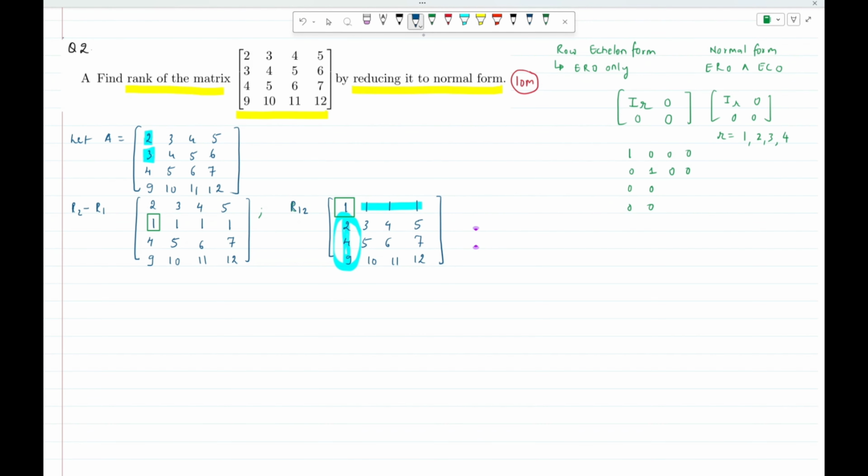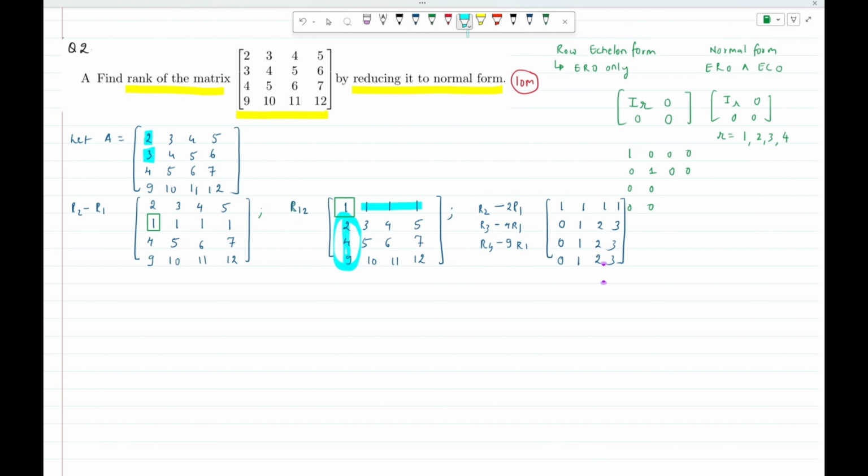We need to perform elementary row operations on R2, R3, and R4. On R2, we are going to perform R2 minus 2 times R1. On R3, we are going to perform R3 minus 4 times R1. And on R4, we are going to perform R4 minus 9 times R1. So this is going to give us 1, 1, 1 in the top row. Now the second row, it is R2 minus 2 R1. So this is going to be 0, 1, 2, and 3. Here also we will have 0, 1, 2, and 3, and so in the last row.